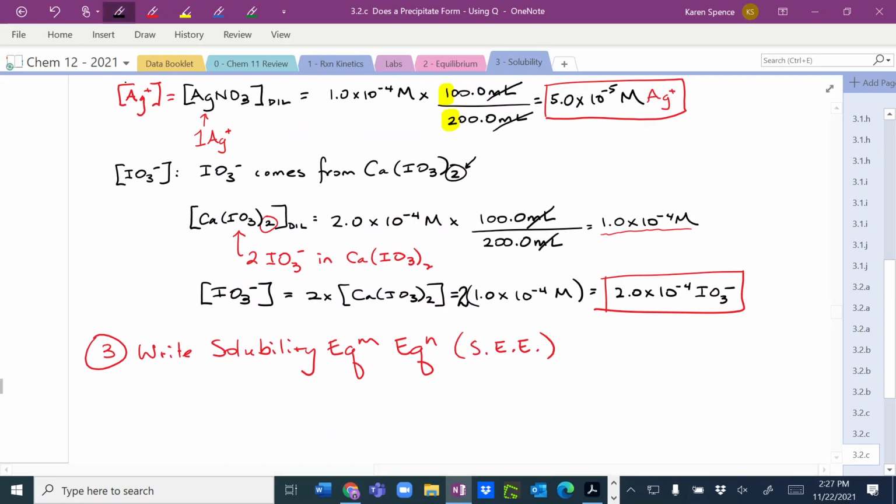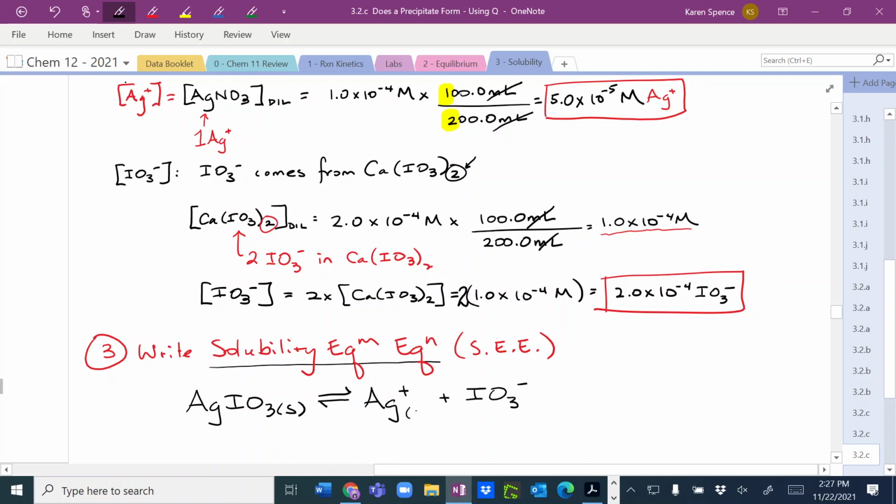And we are dealing with silver iodate. Where does the solid go in our solubility equilibrium equation? Everybody, where does my solid go in a solubility equilibrium equation? It goes on the left. Excellent. AgIO3, solid. And then that's going to be in equilibrium with Ag plus and IO3 minus, and both of those are aqueous.